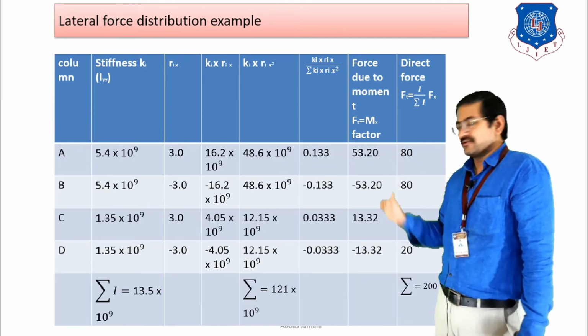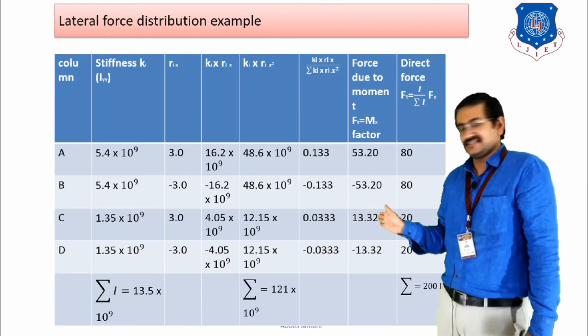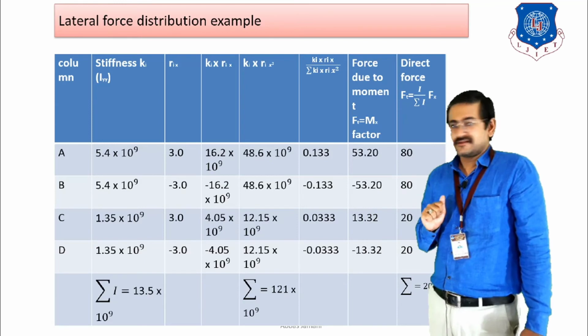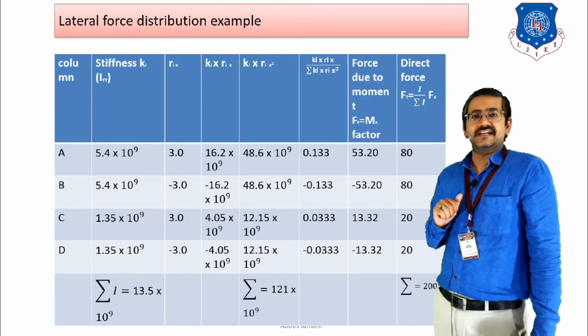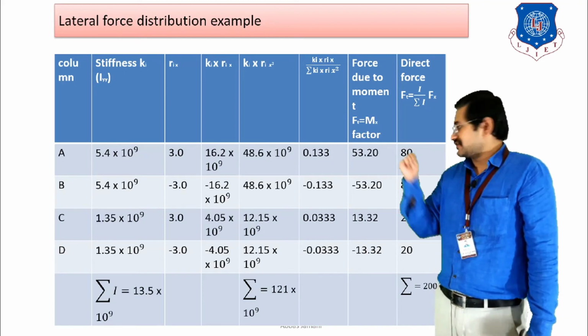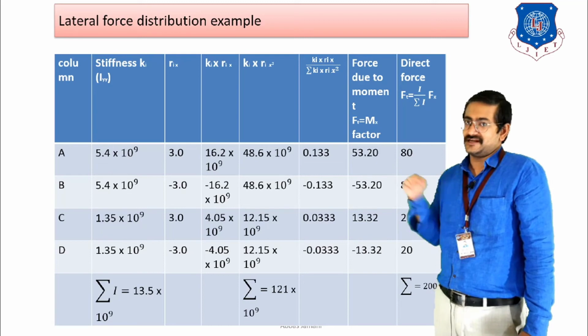Then after calculation of the stiffness, you have to do the summation of stiffness, that is going to be sigma Ki, which is given at the bottom of the table as the value that is shown over here. Then in the fourth column, the multiplication of Ki into Rix has to be done. So that can also be done because we have the value of Ki, we have the value of Rix, so we can calculate.